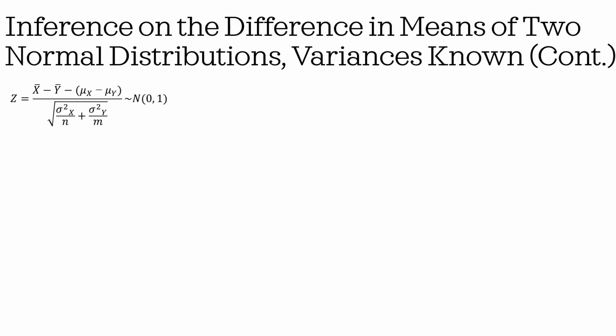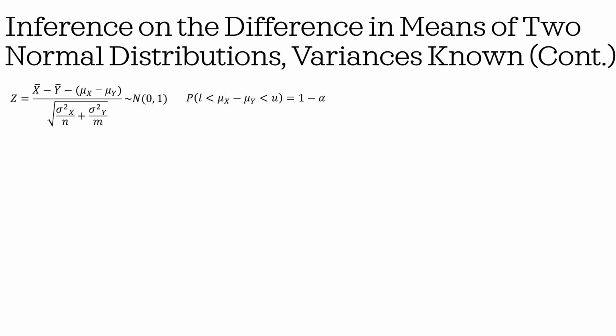We already have a normal statistic and we want to use it to construct a confidence interval with 1 minus alpha % level of confidence around mu of x minus mu of y. To do so, we should define lower and upper bounds so that the probability of mu x minus mu y being within these bounds is 1 minus alpha.